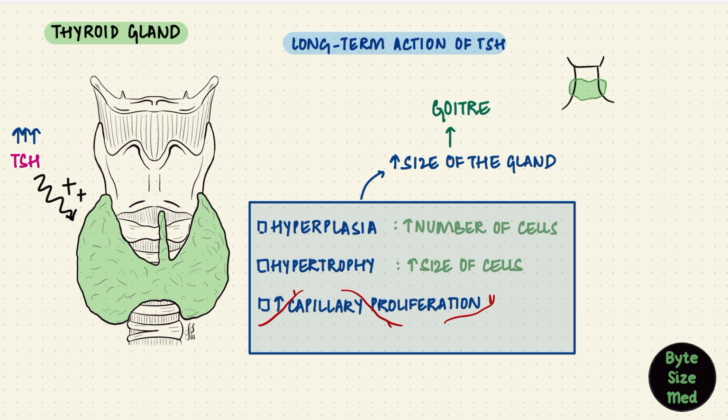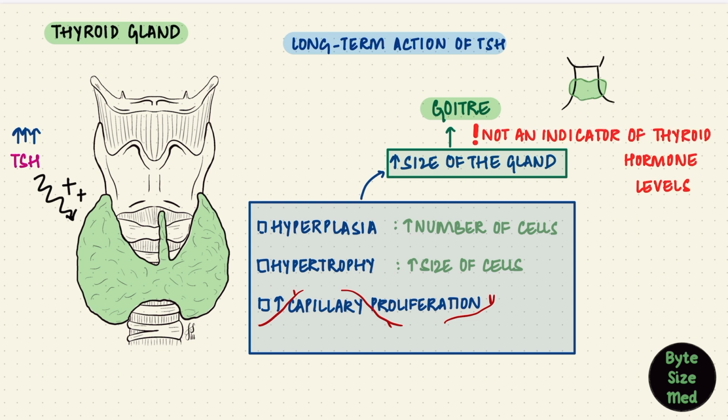Now, a goiter only refers to the enlarged size of the gland. One can't draw conclusions about the thyroid status just from the presence of a goiter.